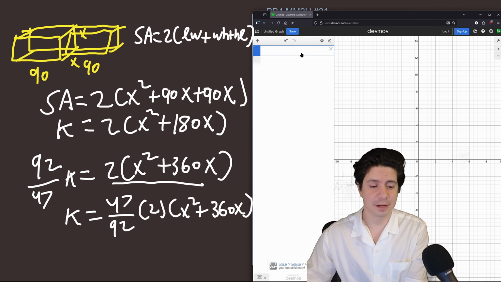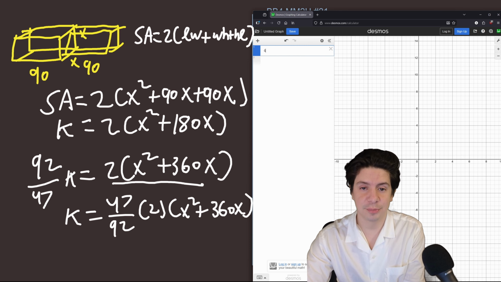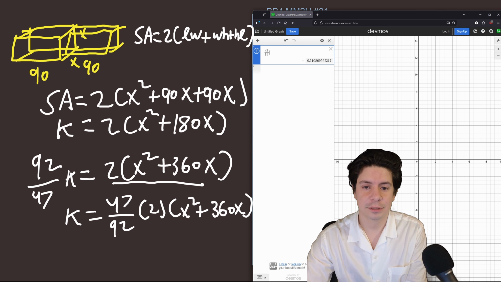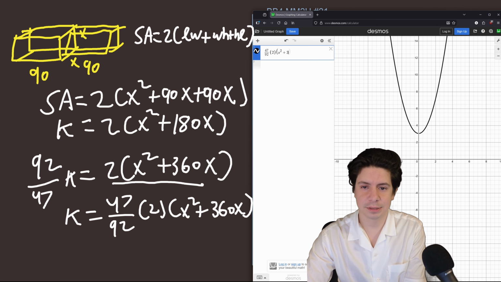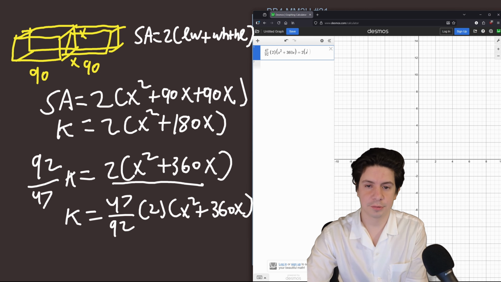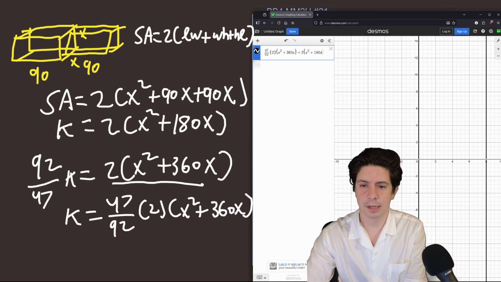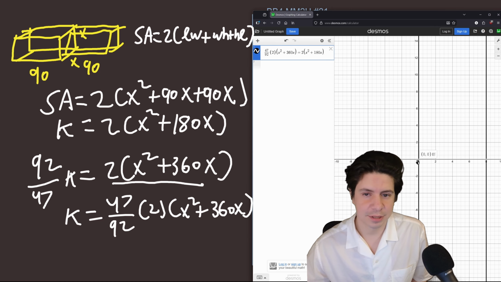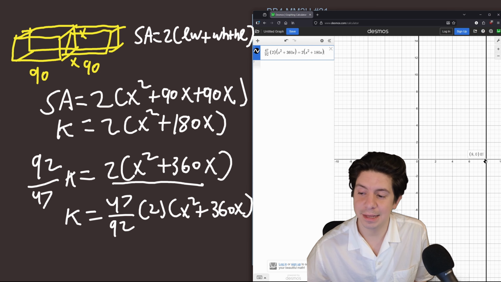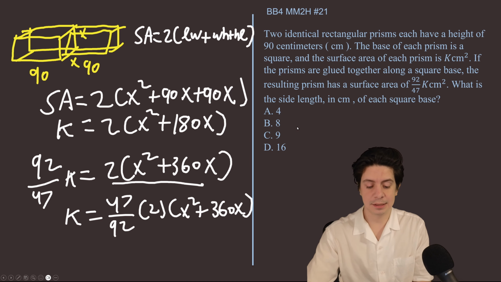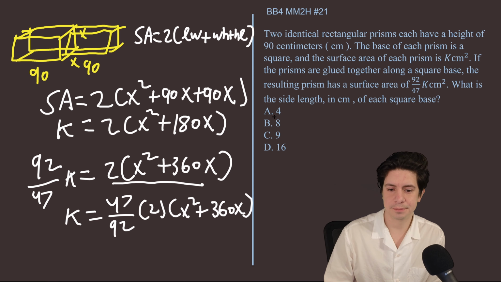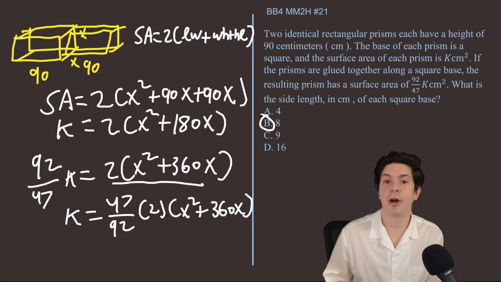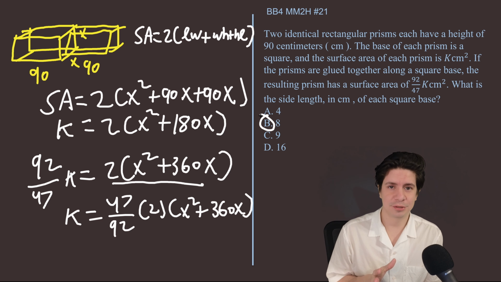And we'll use Desmos to find it, and it'll be nice and clean. Desmos will help us. We don't have to do the actual algebra here. 47 over 92 times 2 times x squared plus 360x equals 2x squared plus 180x. We get 0, 0, which is not going to work. Obviously, that has no dimensions, and we get 8. So we do have 8 as an answer choice. It is B. Okay, beautiful question, hard question. Almost always my students come asking me how to do it or how to do this efficiently. This is the best way to do it.